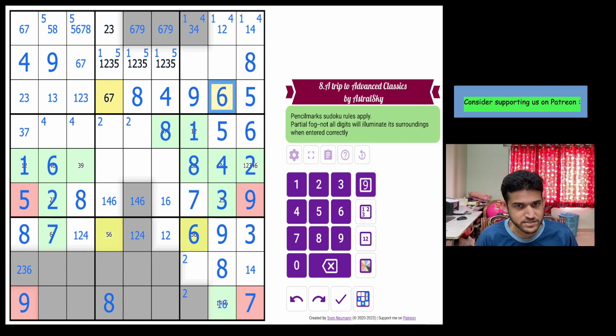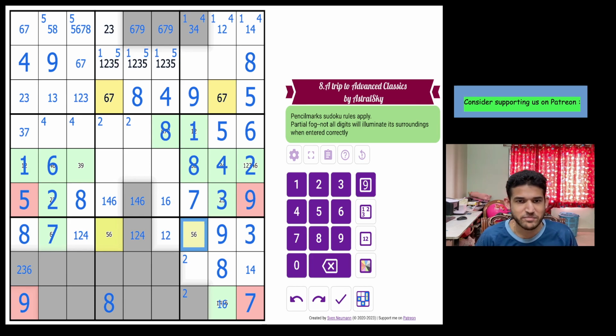But the fact is that you can't have a situation where both of them are not 6. So if this is a 5, this is a 7, then the 6 in row 4 goes here and 6 in row 7 goes here. So that can't happen. So one of those cells is definitely a 6. Which means cells which prevent both of those cells from taking a 6 cannot be a 6, right?